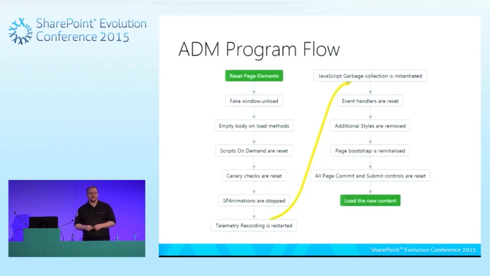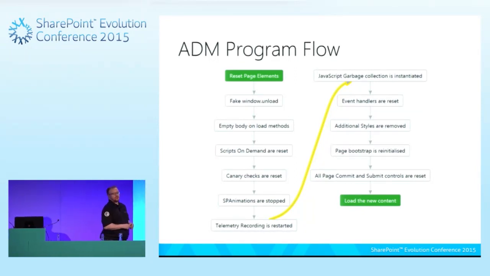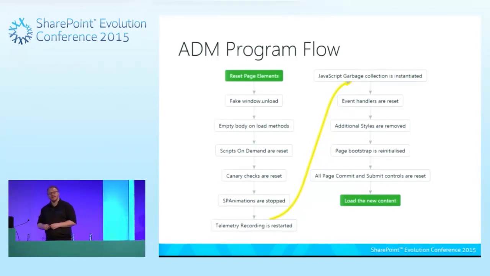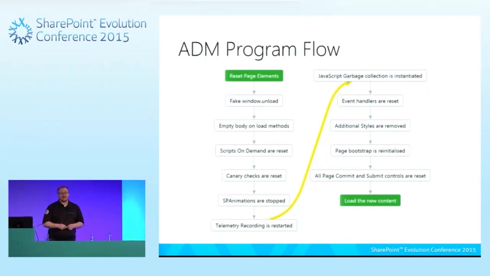Starts reloading all the JavaScript files from scripts on demand. It loads the data into the page. It puts everything into the page, and then it checks to see if the page is correct. If the page has got anything wrong with it, it reloads and disables MDS itself and starts the whole process again.